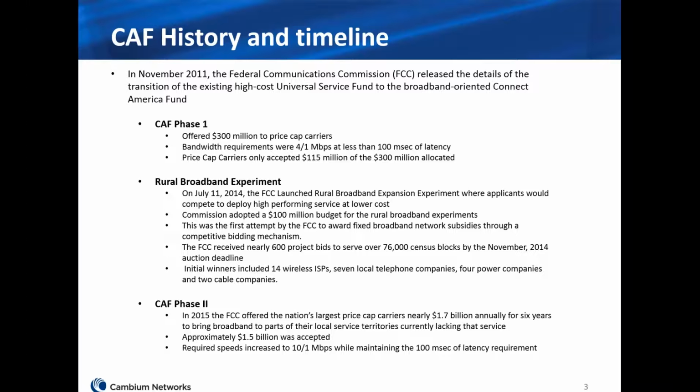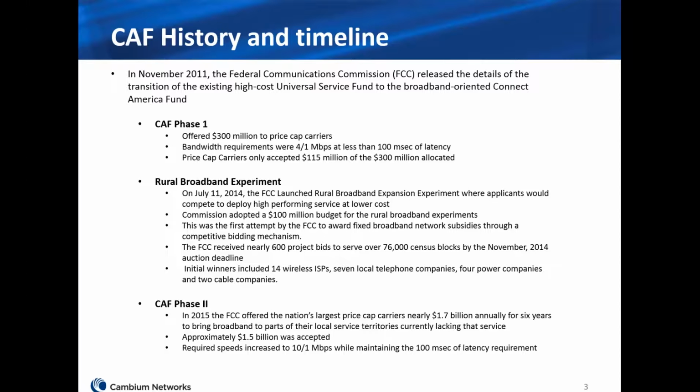So they came up with a $100 million budget for the rural broadband experiment. They received 600 project bids for 76,000 census blocks. They received bids $800 million over what was offered in the rural broadband experiment. They chose around 40, and the initial winners were 14 wireless ISPs, 7 local telephone companies, 4 power companies, and 2 cable companies. So it showed them that if they continued to get a lot of resistance from the price cap companies, then there were other people lined up that would provide broadband service to these areas.